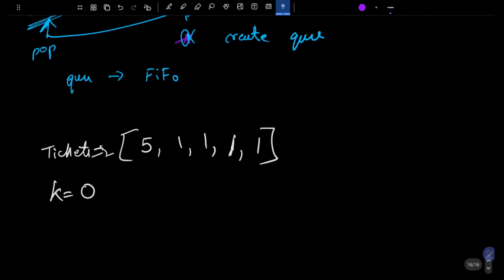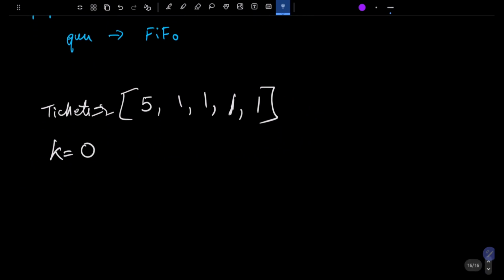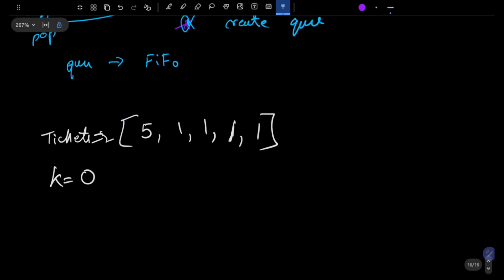So what I can do, instead of creating a queue, is iterate over this array. How many times? k times. Each time I'll iterate over this array, and if you see what I am doing, I'm just taking one element.